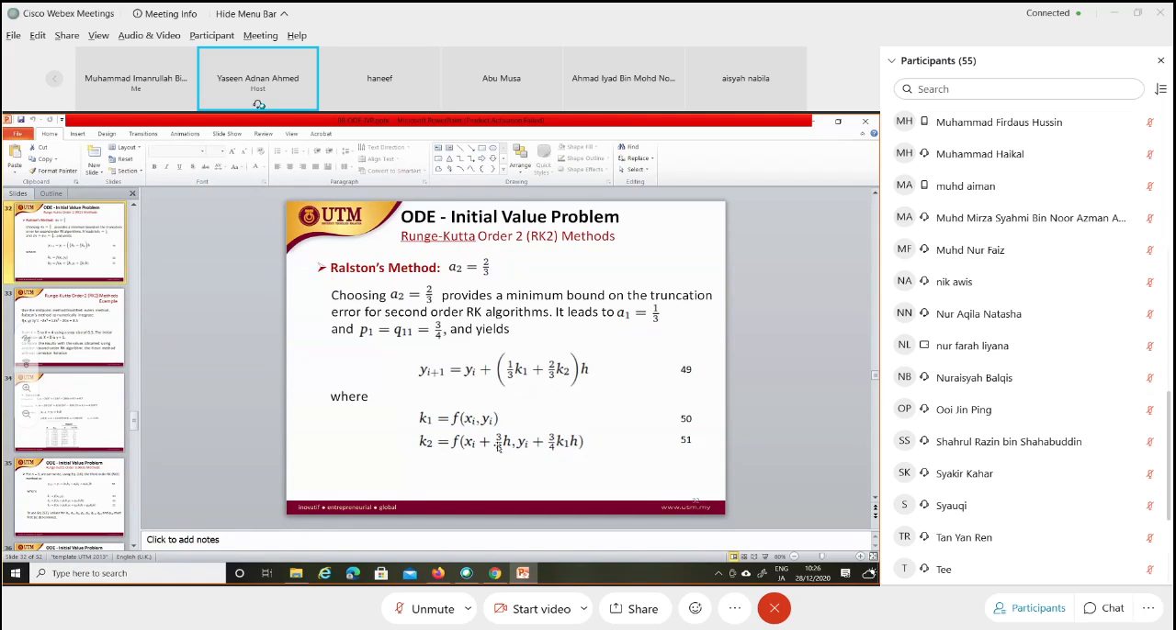So there are different types of expressions. In order to get the same thing, you need to calculate k1 and k2. Most of the time, k1 is the derivative function that is given, and k2 you need to calculate using some expressions. So the expressions you need to remember, or sometimes they are also given with the problem.